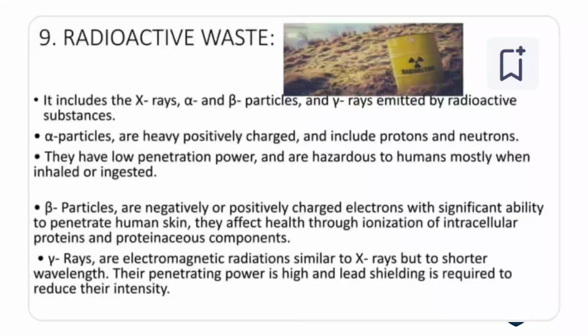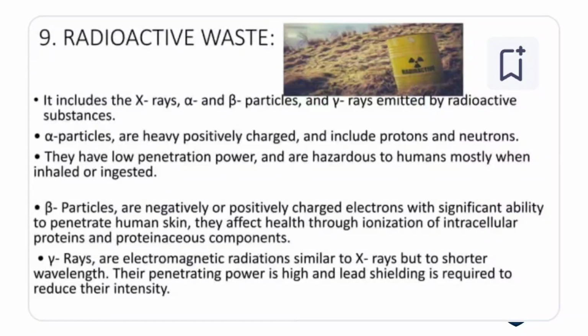Next is radioactive waste. It includes the X-rays. Okay, so gamma rays, beta rays, alpha particles, beta particles, all can cause radioactive emission substances. The alpha particles are heavy, positively charged and include protons and neutrons. They have low penetration power and are hazardous to humans, mostly when inhaled or ingested. When inhaled or ingested, these alpha particles can cause damage to our body.